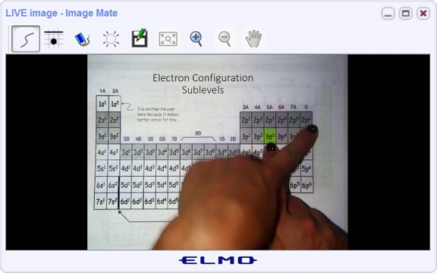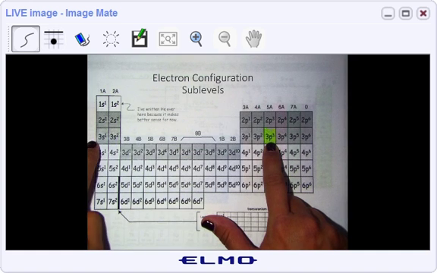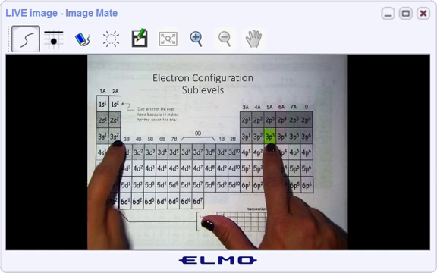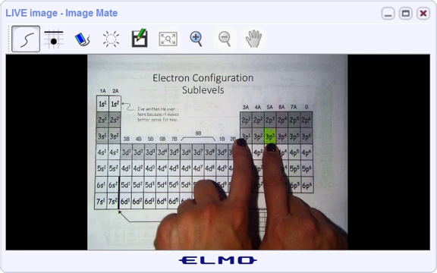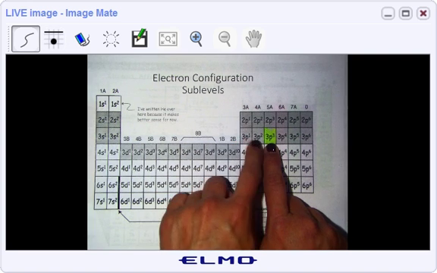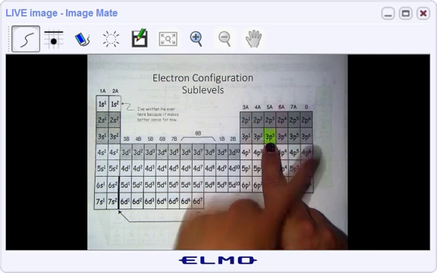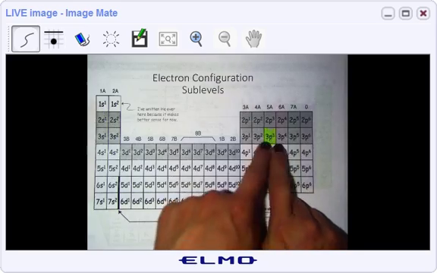So 2p6. Now I go down to the next energy level, 3s2. I trace my finger, and the final one is 3p3. Okay, I don't need to go all the way to the end because phosphorus is there.